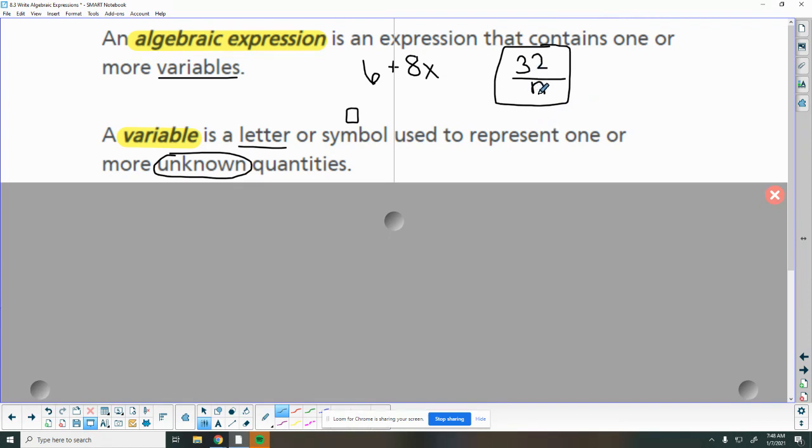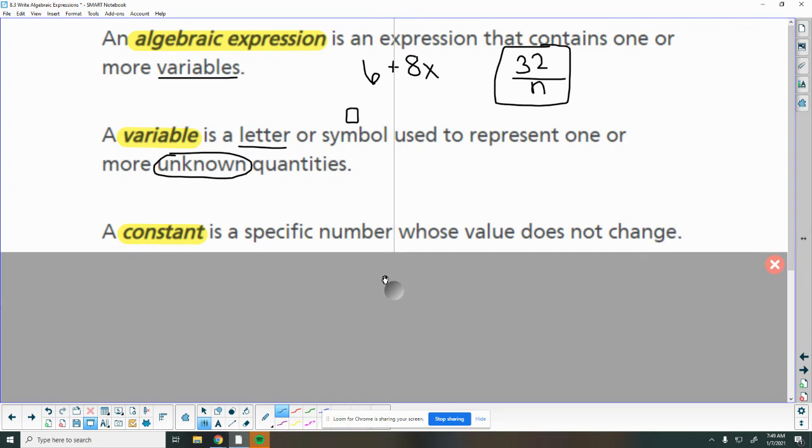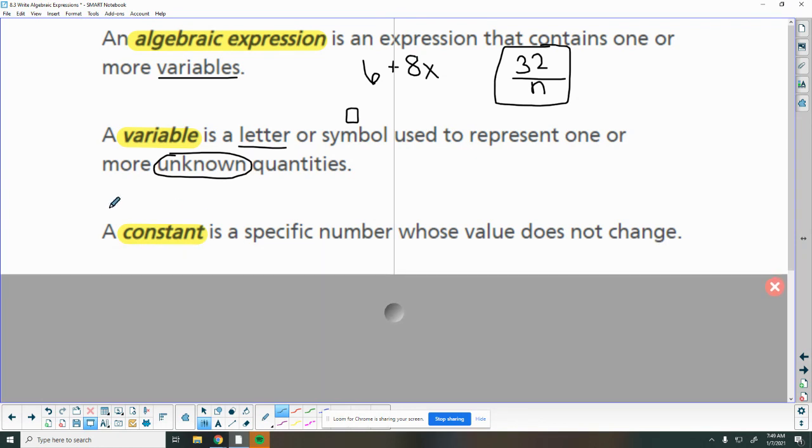So if I had 3 people that came to get apples from me, I would do 32 divided by 3 to see how many apples everybody would get. But if I had 7 friends show up, I would do 32 divided by 7 to see how many apples everyone can get. So that variable is unknown, and we can replace it with different numbers to give us different answers there.